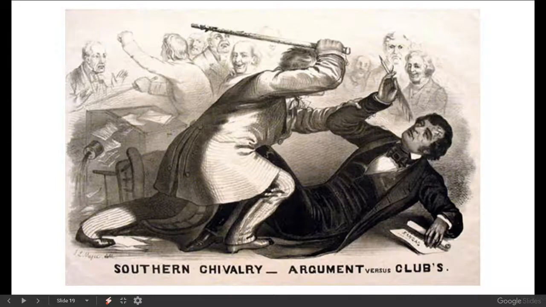So you can see in this picture here, here's Preston Brooks with his cane, beating Charles Sumner here. And a lot of people who supported Brooks sent him canes to show their support for slavery as well. So a lot of chaos and uncertainty during this time.